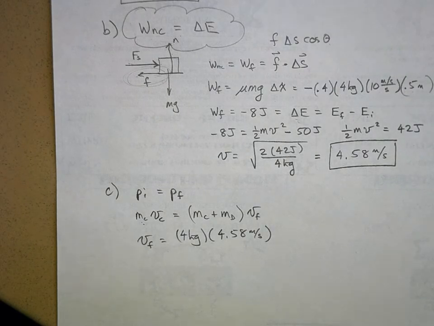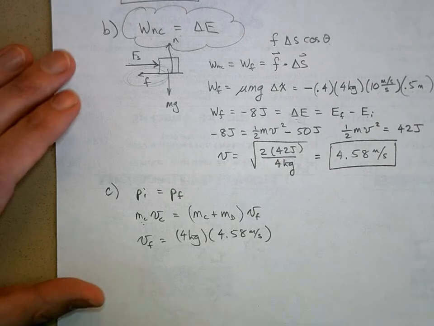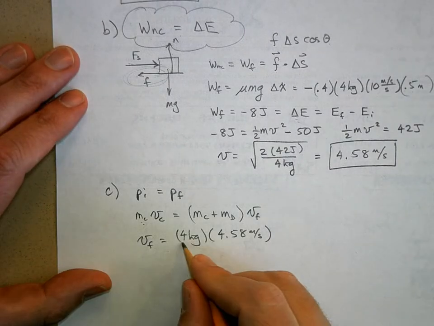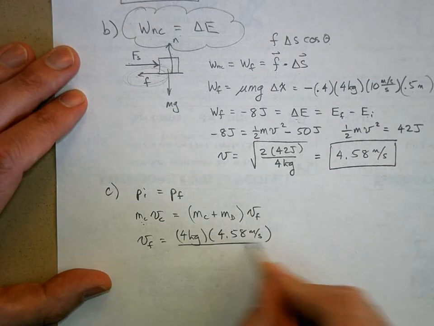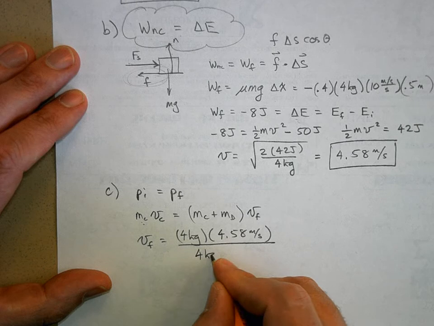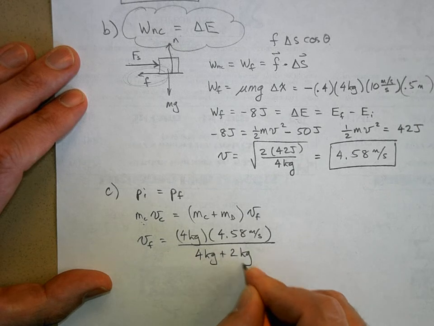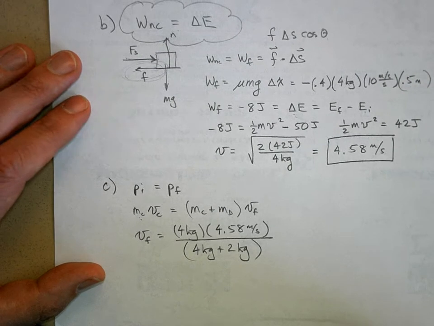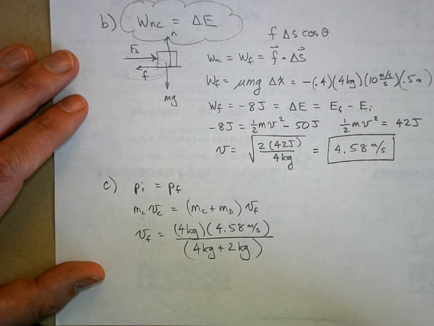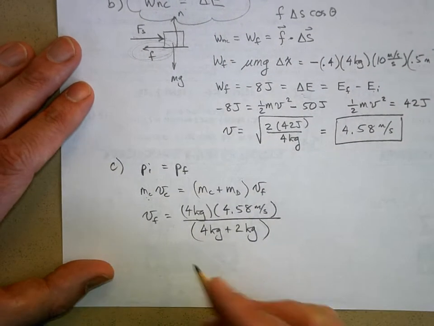You want to maximize points. So, and then you're going to divide this by 4 kilograms plus 2 kilograms. Take the time to show what it is you're calculating, please. Give them what they need. Give the graders what they need.